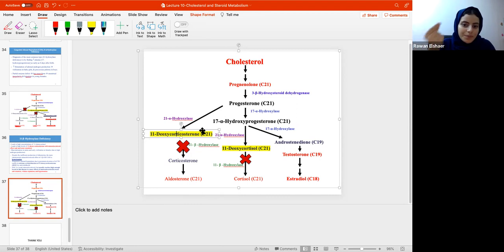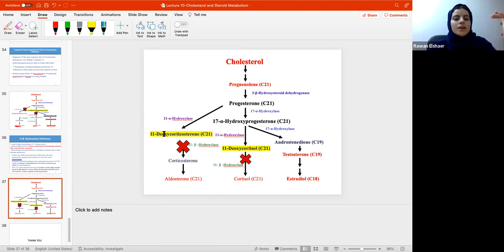It's really weak. So because we still don't have aldosterone formation, what's going to happen? ACTH will induce the gland to produce aldosterone, but it won't end up producing aldosterone.